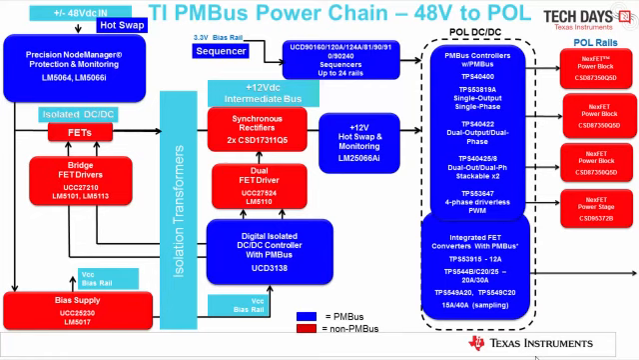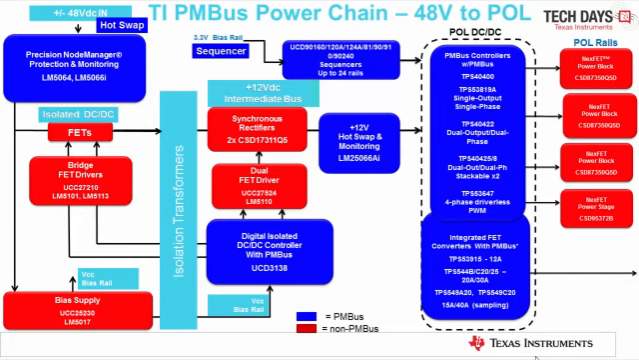This is TI's PMBus power ecosystem. TI offers a wide range of power supply ICs with PMBus from 48-volt input to point-of-load DC to DC conversion. The parts that you see in blue are all PMBus compliant. For 48-volt input, we have the LM5064 and LM5066I hot swap controllers with PMBus. For the isolated DC to DC converter, we have the UCD3138 that can be used to implement various isolated DC to DC converter topologies such as forward, half bridge, or full bridge.